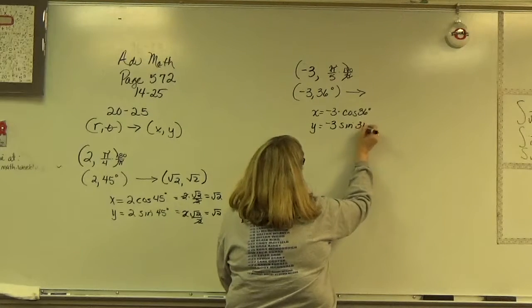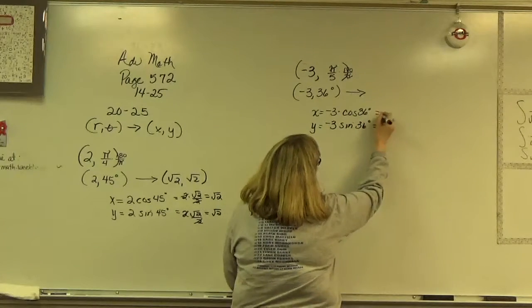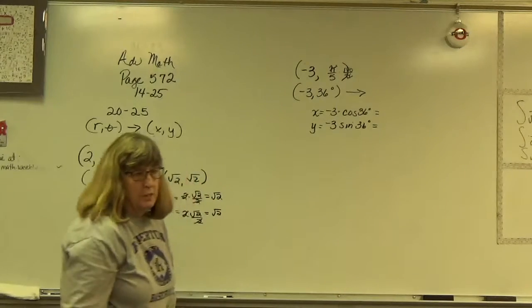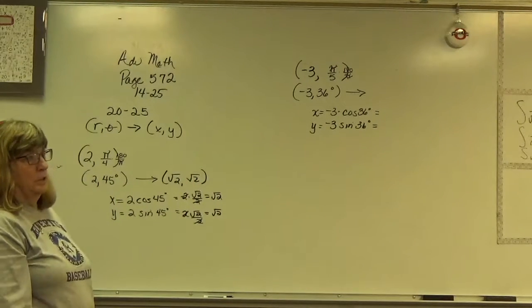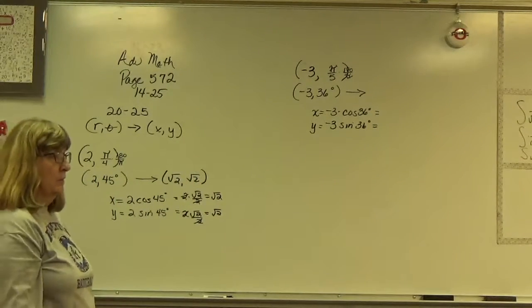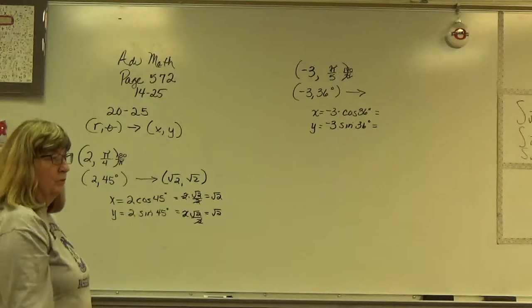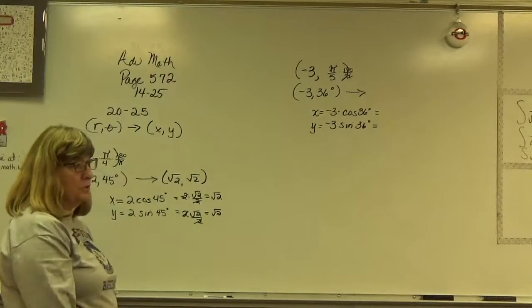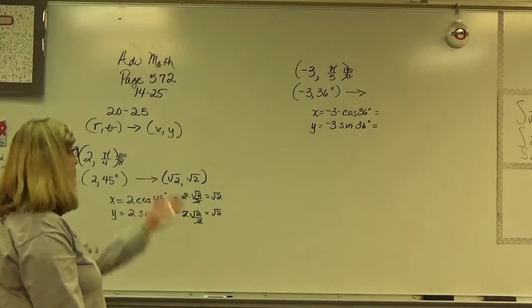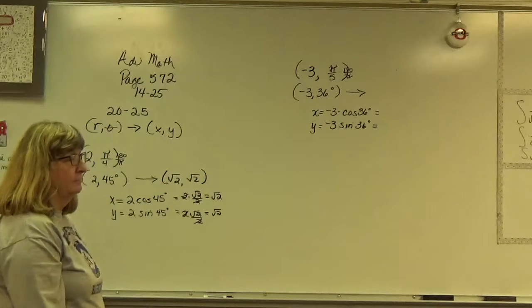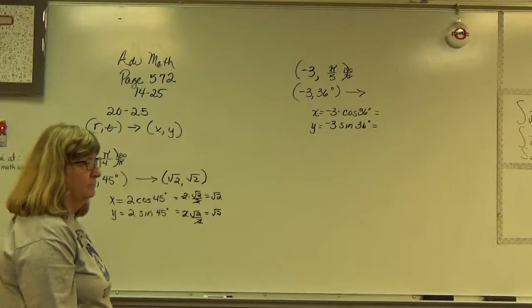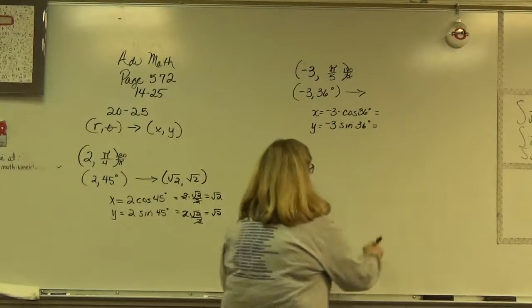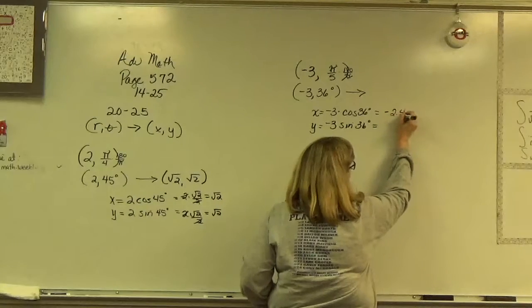And since it's going to be use of your calculator, what did I tell you to round to? Nearest hundredths. Now minutes is if you want your angle. But on this one, what's negative 3 times the cosine of 36 degrees? It's negative 2.43. Yes.